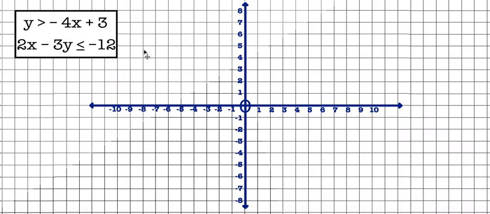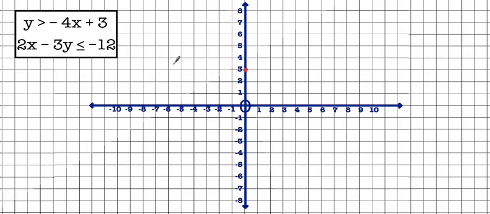So here we have two linear inequalities again. And same thing, we're going to plot one at a time. And so for my first inequality here, we have y is greater than -4x plus 3. So we're going to start off by plotting this. So we're going to plot our y-intercept, which is 3. So on the y-axis, I'm going to plot 0, 3.